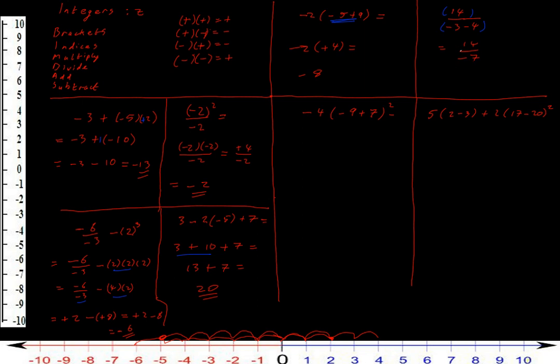Then I have really got plus 14 there. So I have plus divided by minus is minus. 14 divided by 7 is 2.